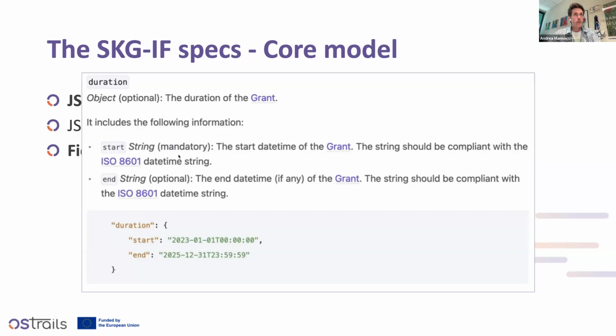The reason why certain information is mandatory, for example, start here, is because, provided you have duration information, which is optional, you should at least provide us with the starting date. Then the end, in this case, is optional. Again, this was a choice.